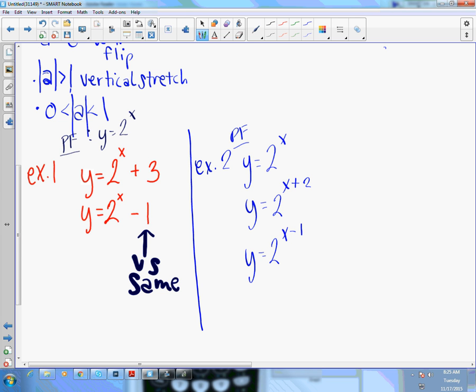Daniel? So minus 1 might make the rise less steep.